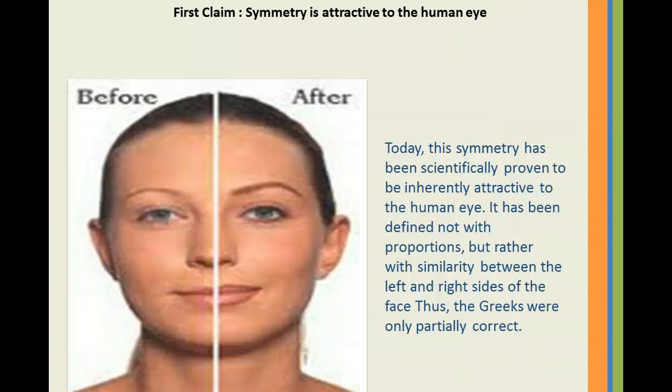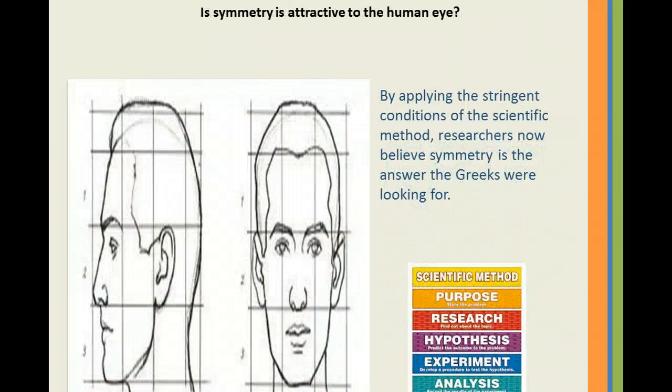Today, symmetry has been scientifically proven to be inherently attractive to the human eye. It has been defined not with proportions, but rather with similarity between the left and right sides of the face. Thus, the Greeks were only partially correct. By applying the stringent conditions of the scientific method, researchers now believe symmetry is the answer the Greeks were looking for.